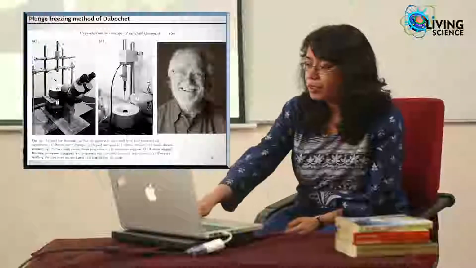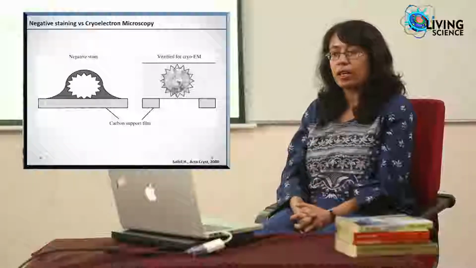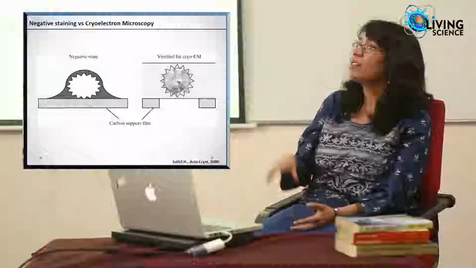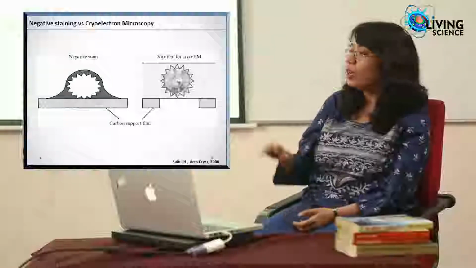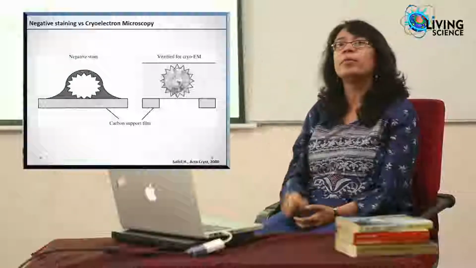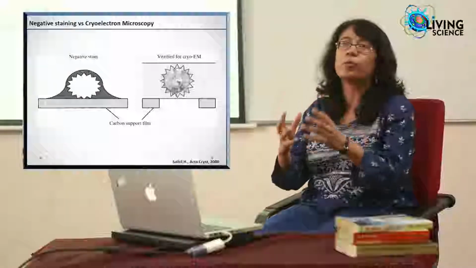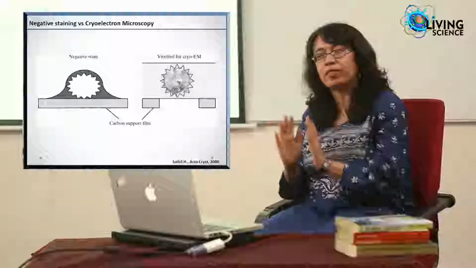So the difference essentially between negative stain and this method of quick plunge freezing, or vitrification, is that while negative stain just gives you the surface features of the biological molecule, the vitrification or cryo-EM preserves the surface features and preserves the biological molecule or particle, so to speak, in as close to native environment as possible. So Jacques Dubochet was the person who put cryo in cryo-electron microscopy.